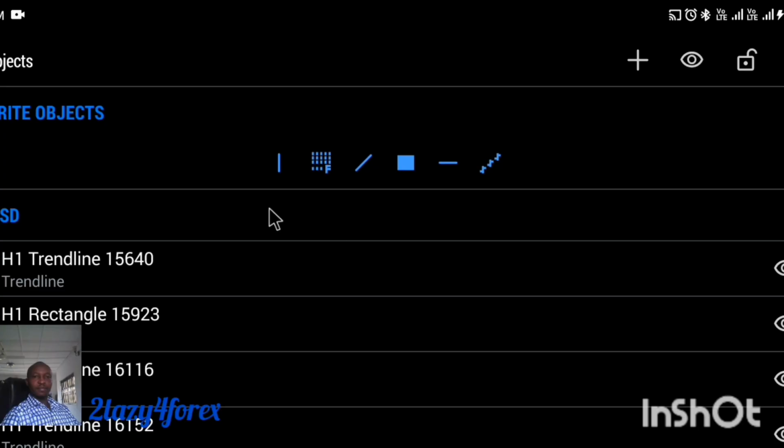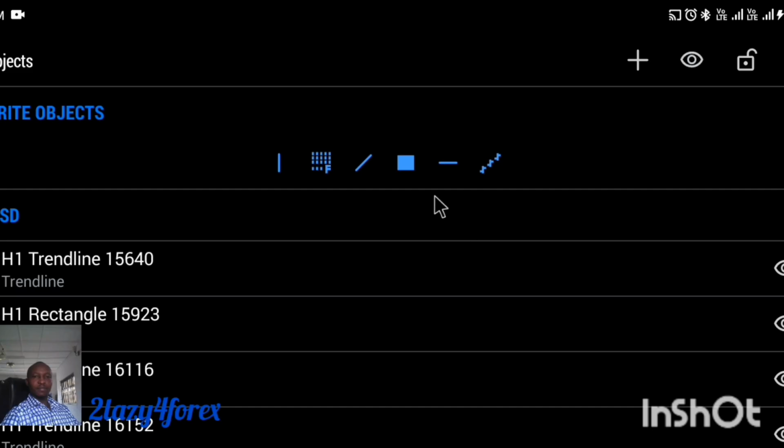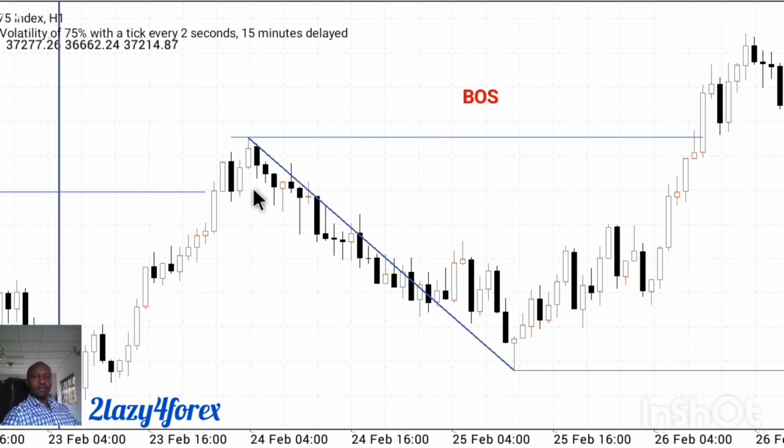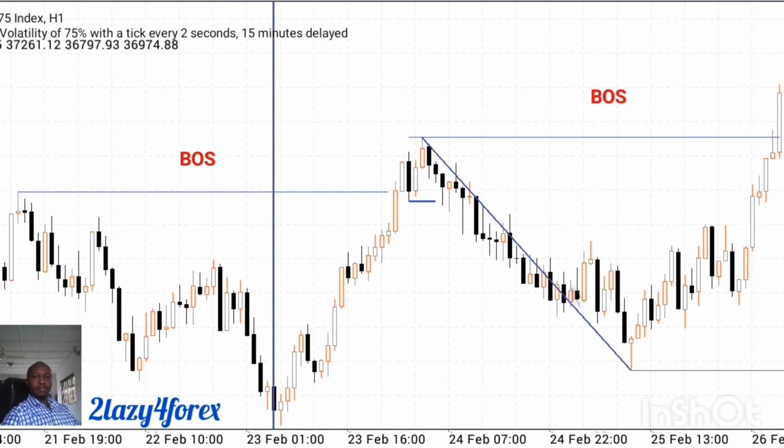So from here now to here, that is my pullback phase. I hope you get it now, because there was a break below this, a lower low formed. So that is my own pullback. A pullback like this on a normal chart like this.